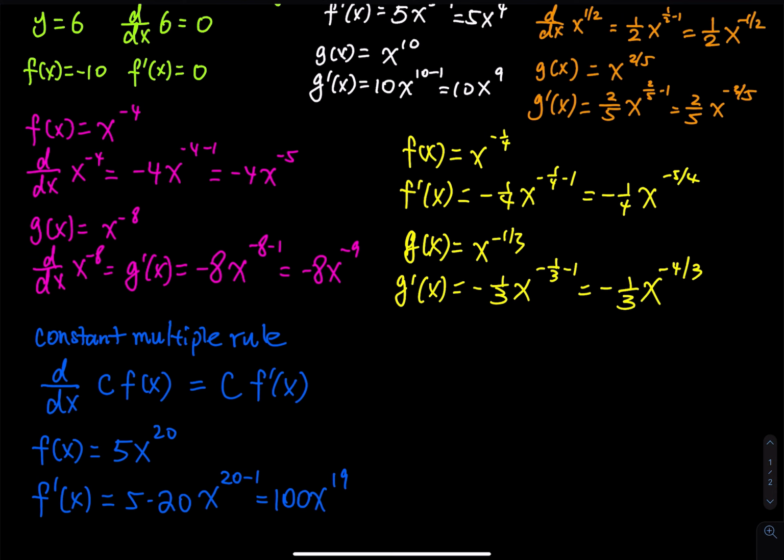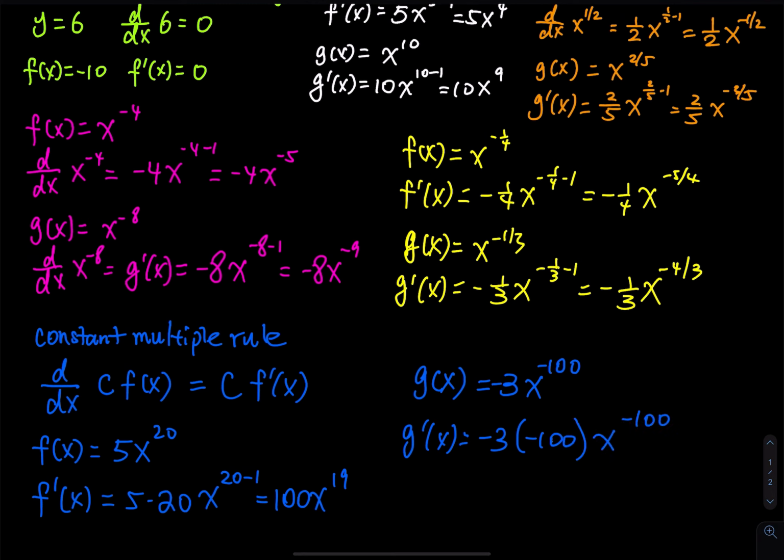How about negative? So let's say g of x is equal to 3x raised to the 100th power. How about negative 3, negative 100? So g prime of x, that is negative 3, bring the negative 100 down, and then take the negative 100 minus 1, so you get negative 101, right? So that is g prime of x equal to positive 300, and then x raised to the negative 101.